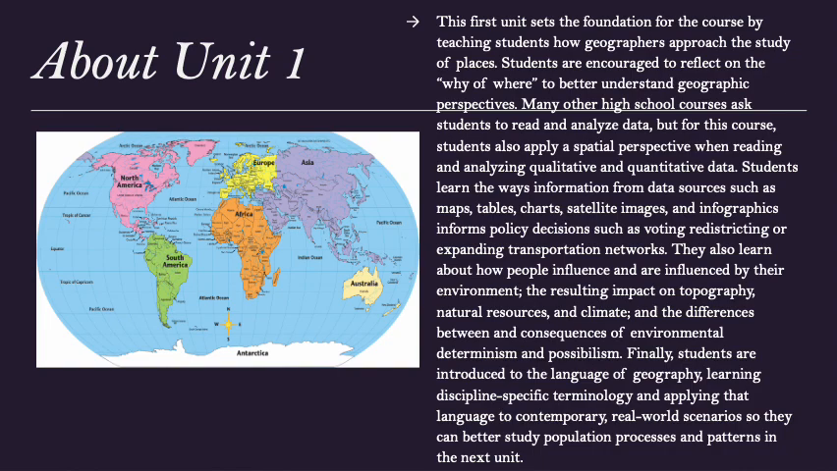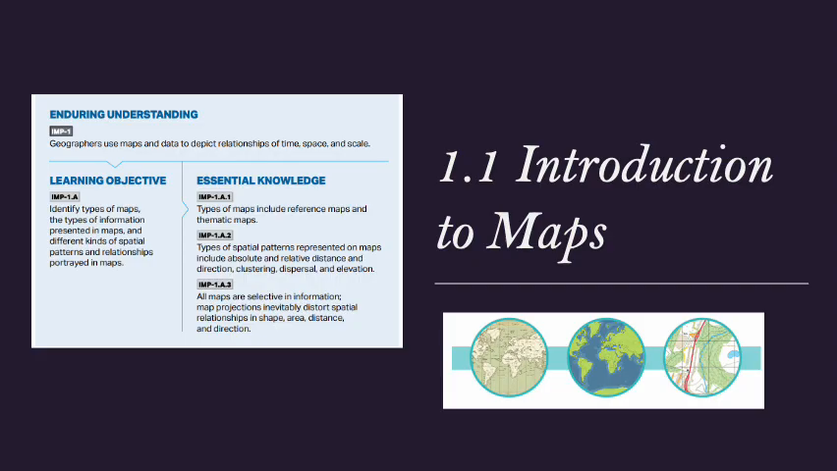So for 1.1, one is introduction to maps, and here for enduring understanding, you should understand that geographers use maps and data to depict relationships of time, space, and scale. The objective in this unit will be to identify different types of maps, types of information presented in maps, and different kinds of spatial patterns and relationships portrayed in maps.